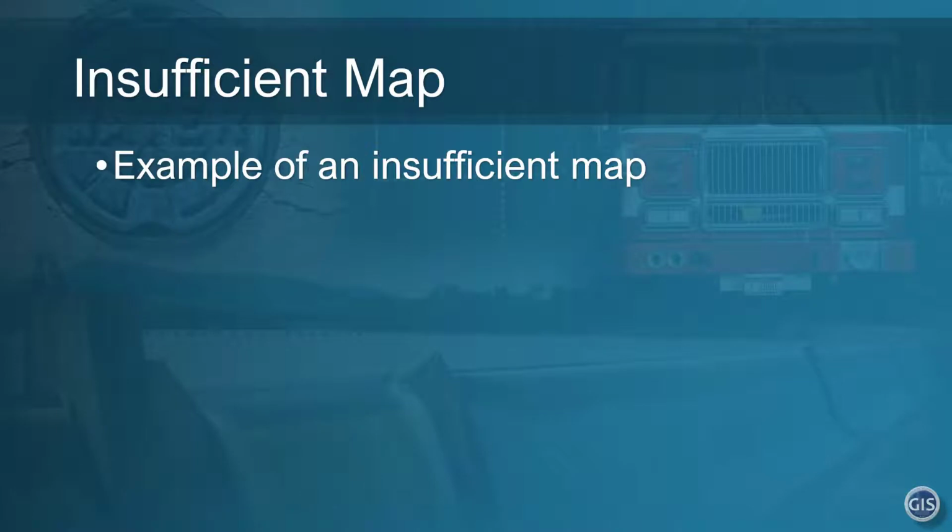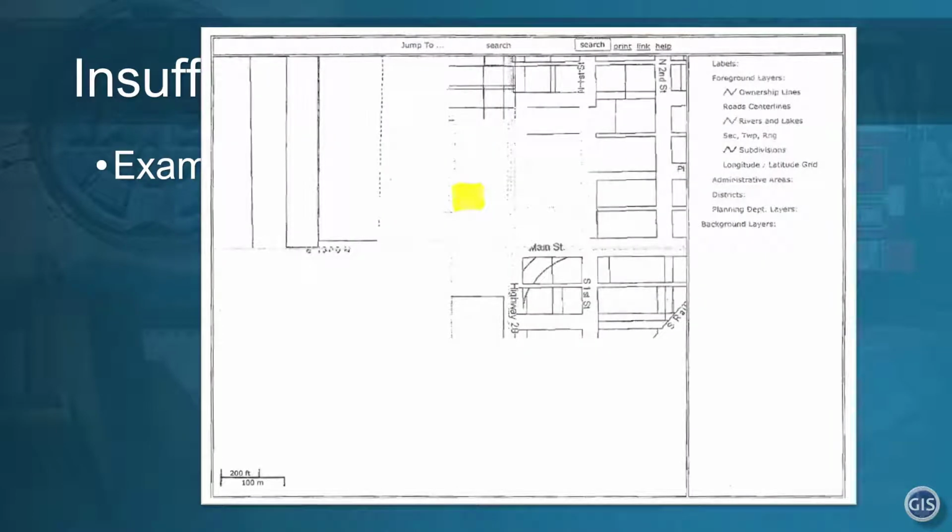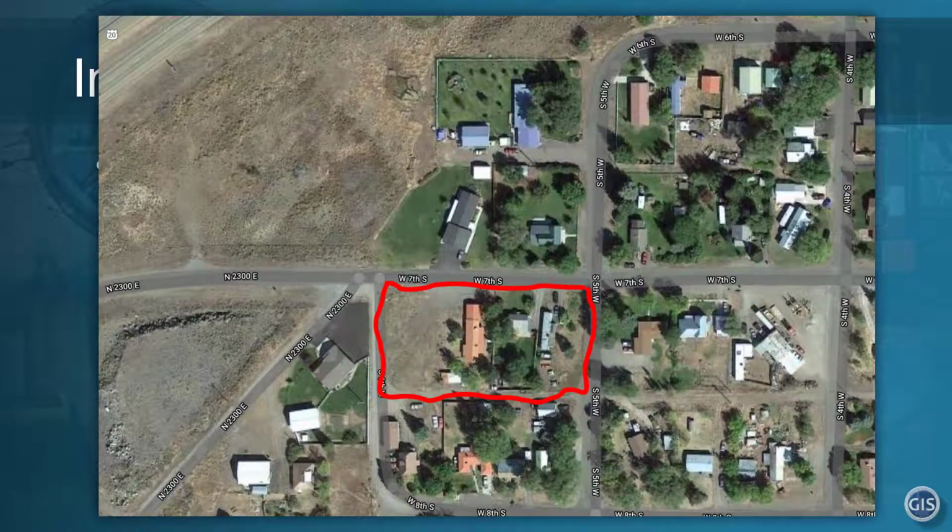Here are some examples of insufficient maps. In this first map, there is a highlighted area that is most likely the boundary change. However, this map does not tie into the PLSS, nor does it label the calls in the legal description. This second example shows in red the desired boundary change, but the line is irregular and would likely not match any legal description provided. It also doesn't include labels for the calls in the legal description, and it doesn't reference the PLSS.